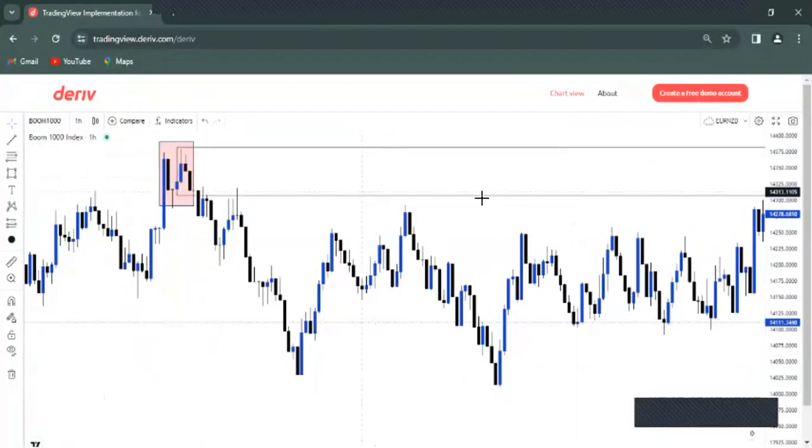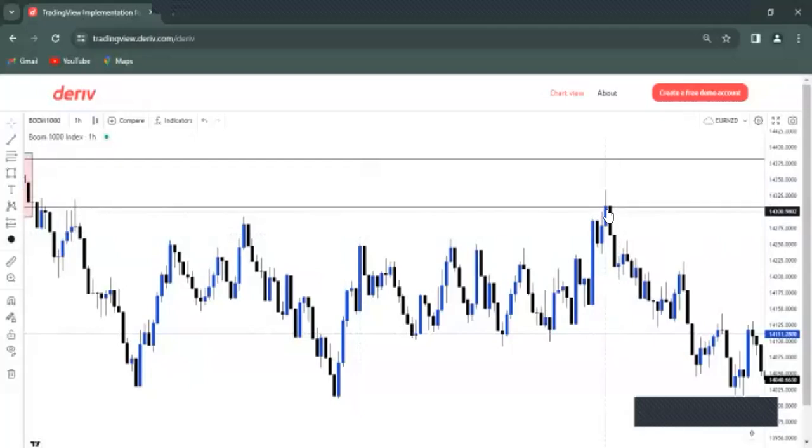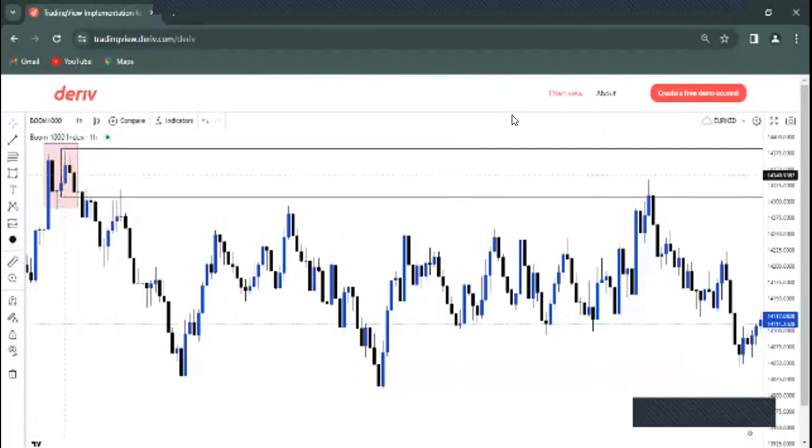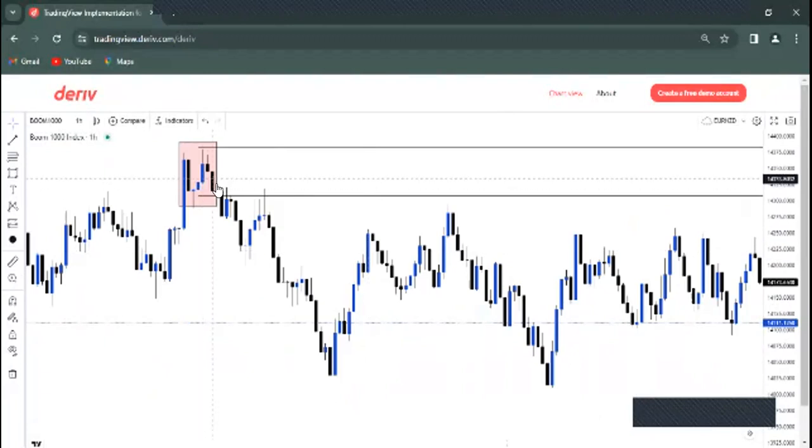So just imagine taking an entry here on the supply zone without refining it to an order block. This drawback might have blown your account, might have killed you somehow. This is one thing that kills us most of the time. Okay, so how do we find an order block? We are going to look for a single candlestick.